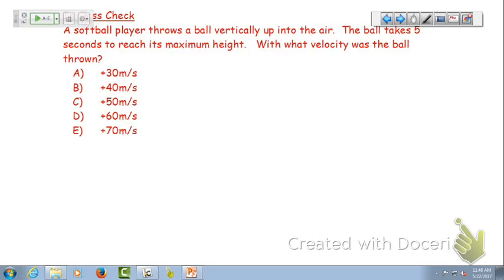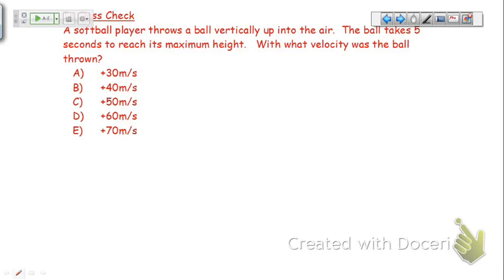So basically, a softball player throws a ball upwards. I need to get you back, pen, and start you as well. Okay. So the softball player throws the ball upwards. The ball takes 5 seconds to reach the maximum height. So delta t for start to end, delta t equals 5 seconds. With what velocity was the ball thrown?